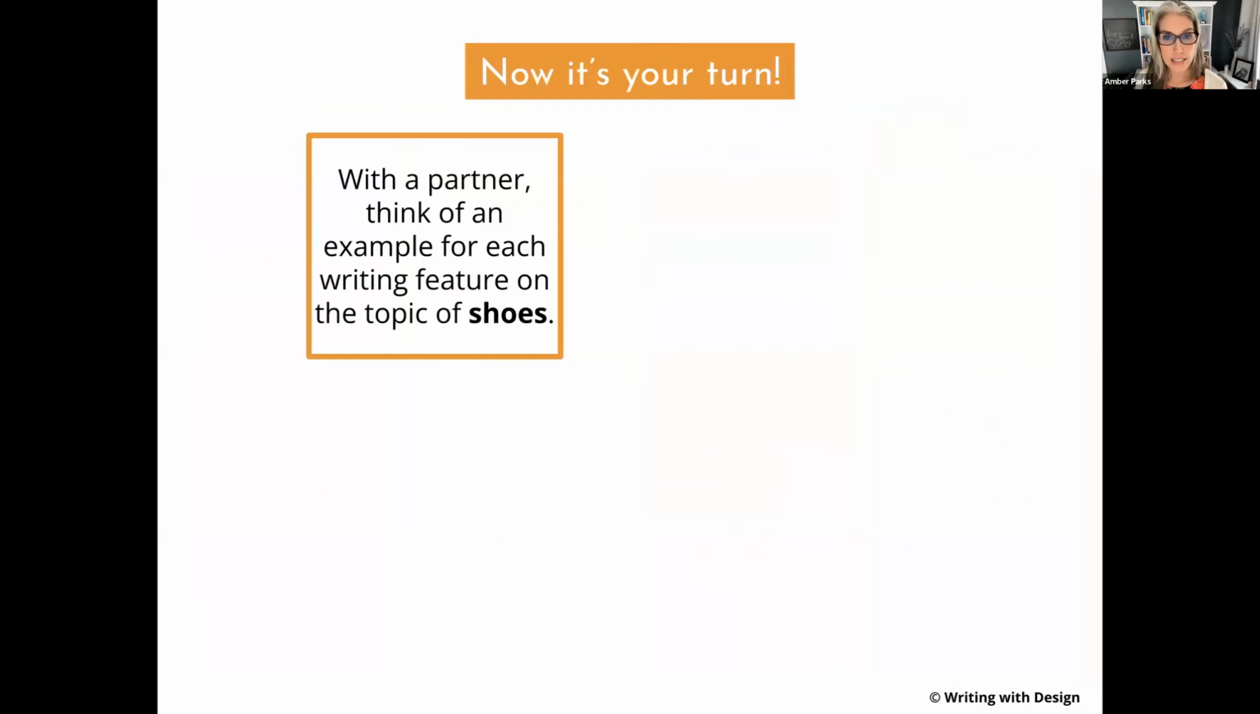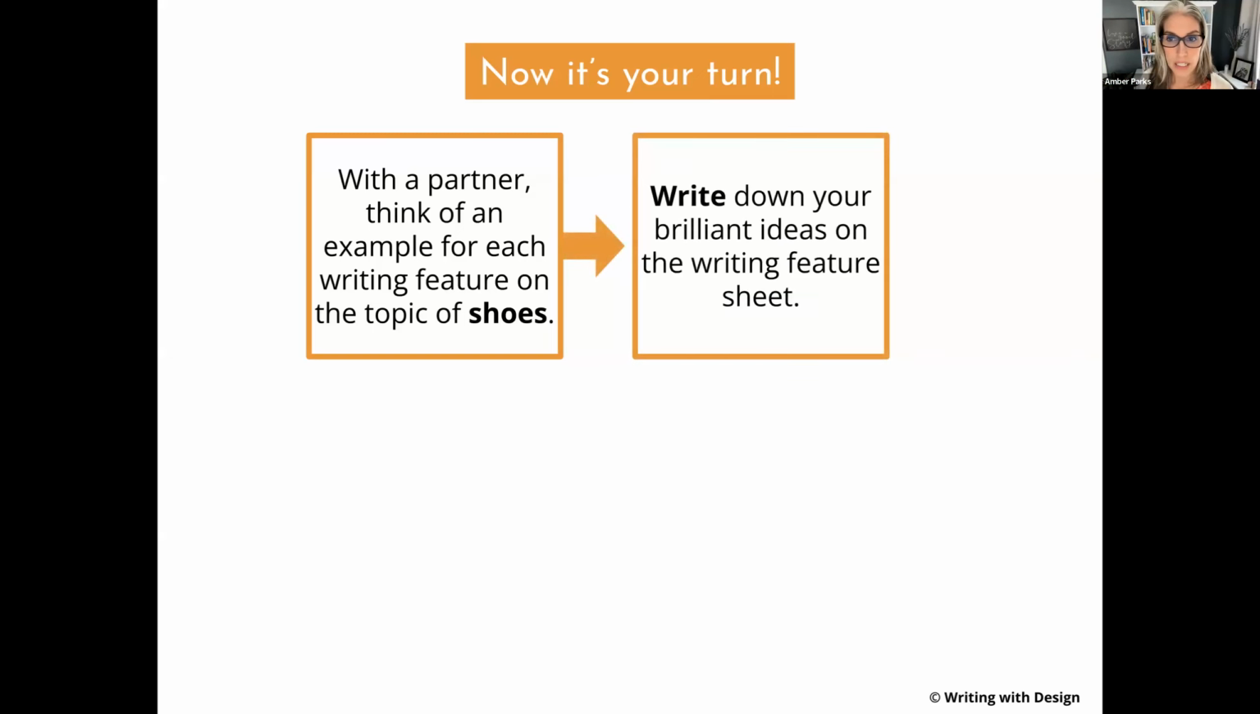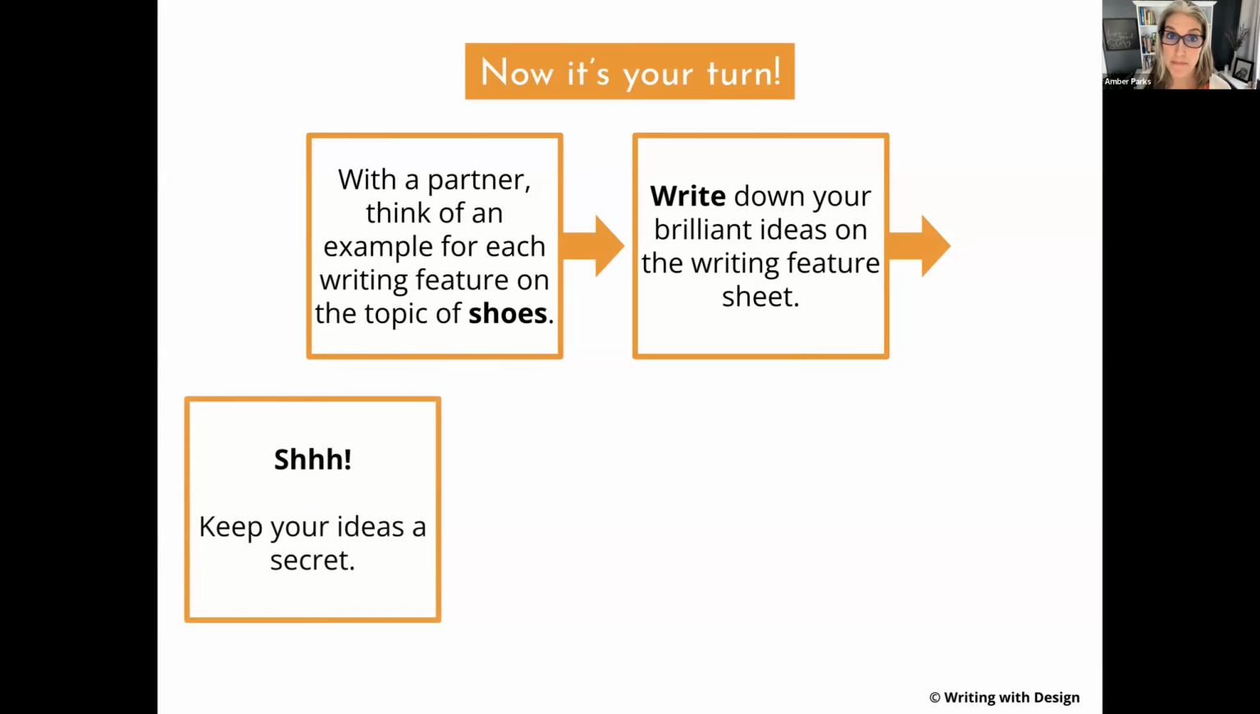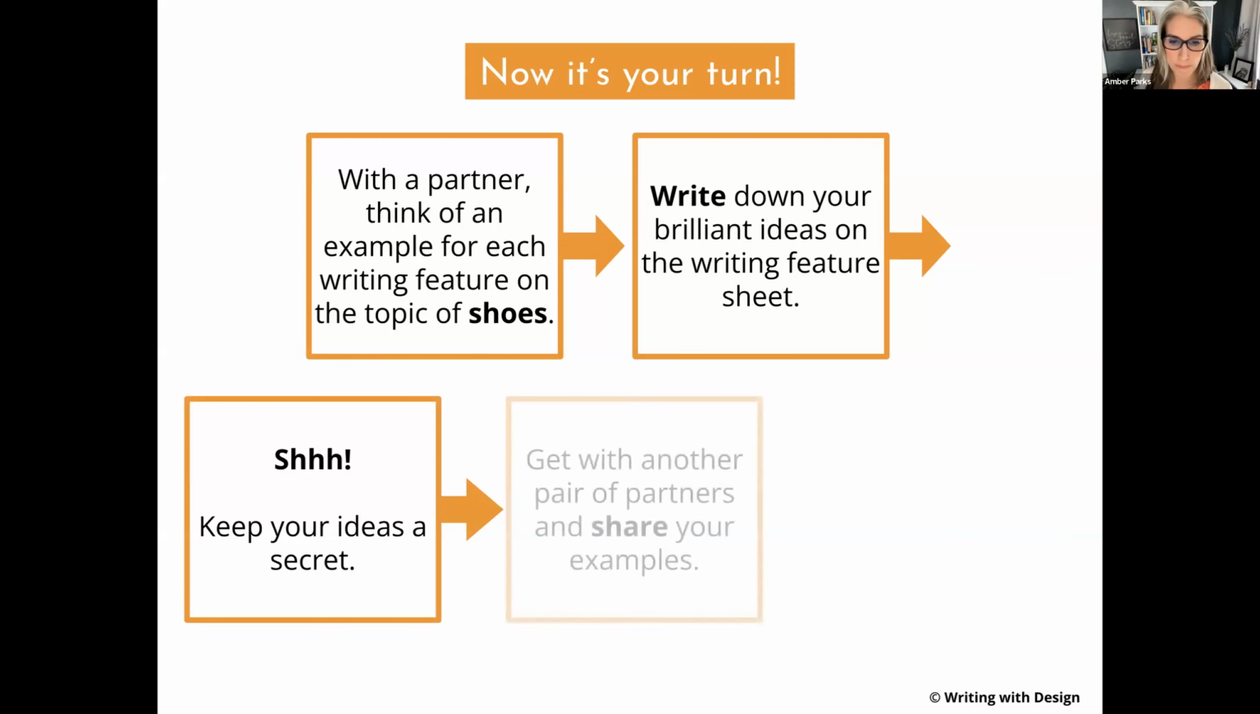What is next in this activity is for you to pair off or for students to pair off and to think about a writing feature for the topic of shoes. So we have facts, examples, direct quotations, and comparison, and we will do that on shoes. You'll write down each of those brilliant ideas on your sheet, and you don't want anyone to hear them. So this can be done in families by breaking into partners with different family members together, in classrooms with different groups of students together. And we like to do it in partners. If it needs to be in small groups, that's great as well.